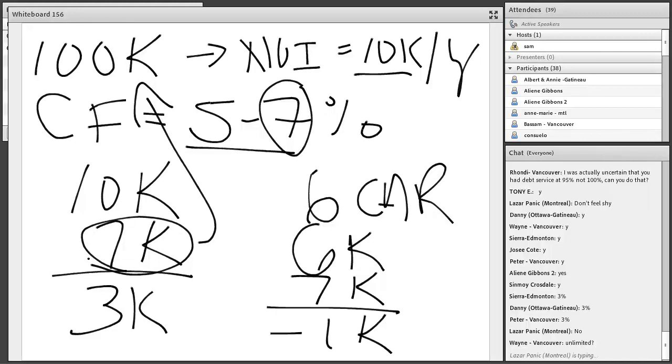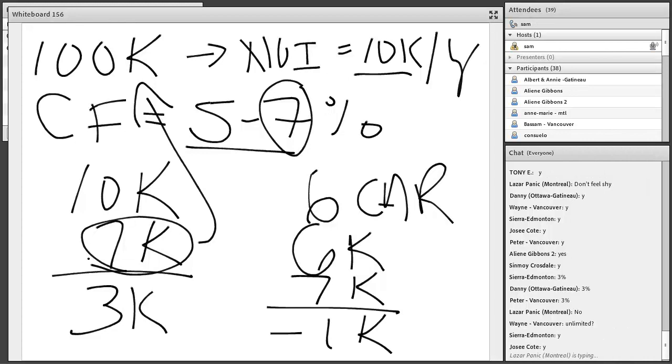If it's costing me $7K, I'll be negative $1K. Everybody see that? That's why the cap rate is so important. It's so important. Now, not only is the cap rate important for the creative financing, that's not the only reason, okay? What else does this help us with?